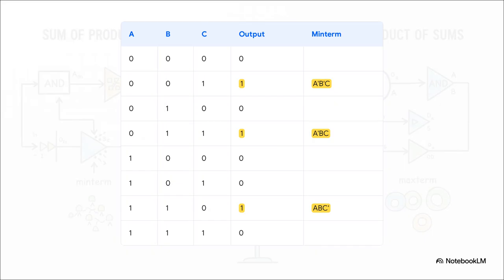That's it. Let's actually do it with our puzzle. As you can see, we've got 3 rows where the output is 1. Okay, look at that first 1 row. The inputs are 0, 0, 1. So following our rule, this becomes A prime and B prime and C. We just do the exact same thing for the other 2 1 rows, creating a unique minterm for each one. Then we just stick them all together with ORs, and boom, that is our final sum of products expression.